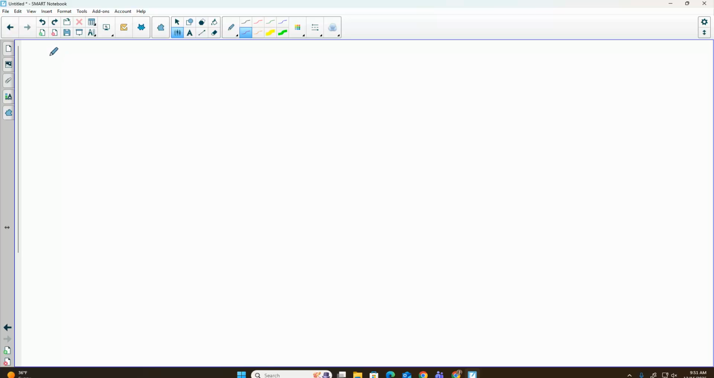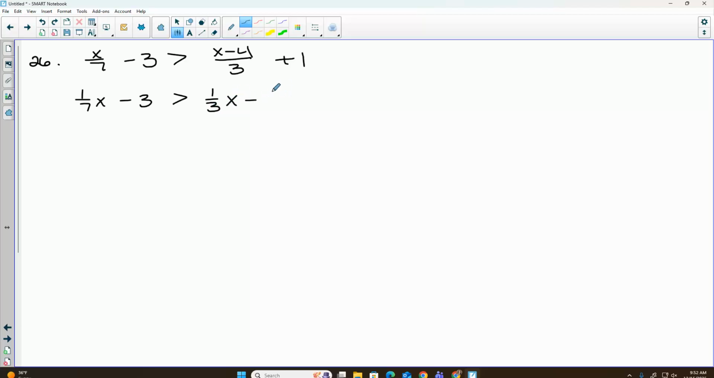So problem 26. There were a lot of questions about this one. But what you need to recognize is all of these are x to the first. X over 7 is the same as if you write 1/7 x. X over 3, if we split this fraction up, x over 3 is 1/3 x minus 4 over 3 plus 1. And if we do that first, now we have a problem that we can solve.